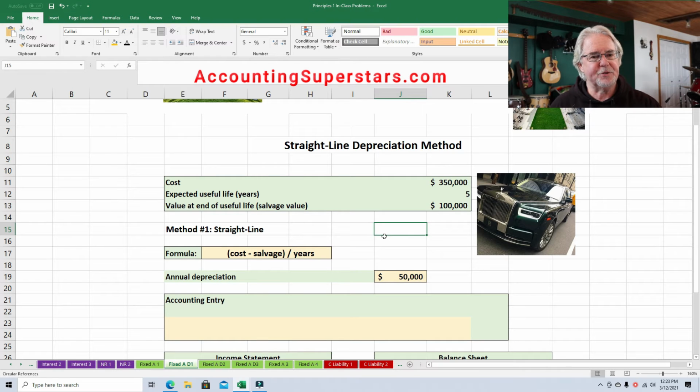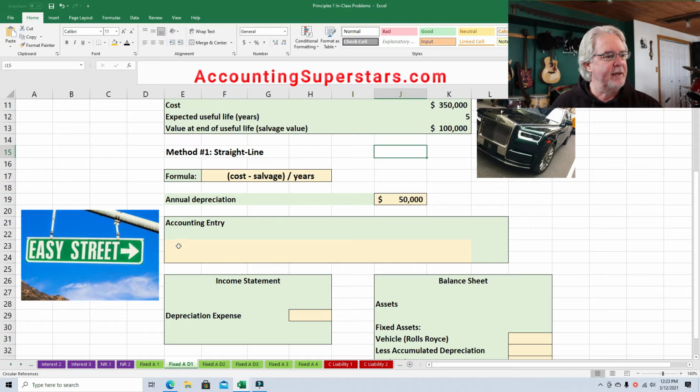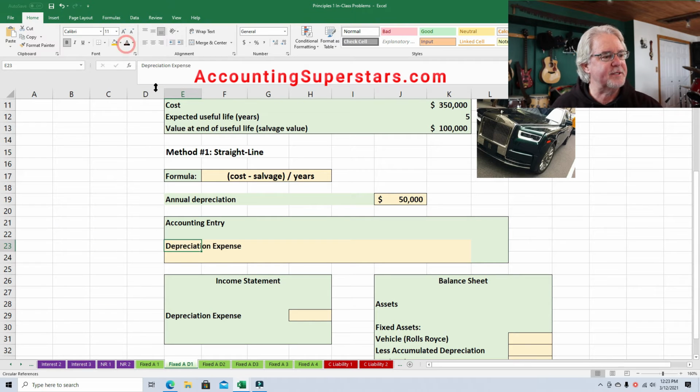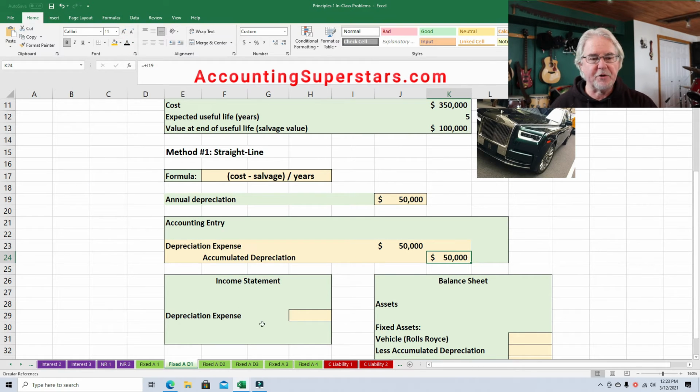So here's the accounting entry, folks. It's easy as can be. And this accounting entry is always the same too. You debit depreciation expense because expenses are debits, and then we credit this strange account, accumulated depreciation, for $50,000. So there we go. There's the journal entry.